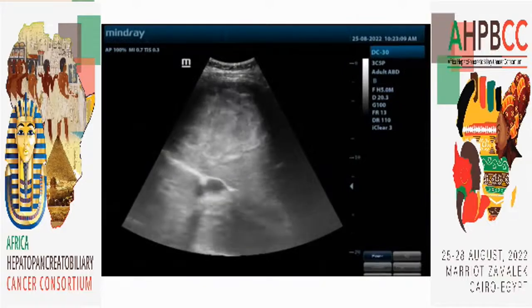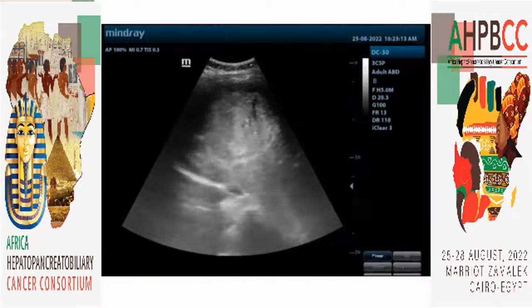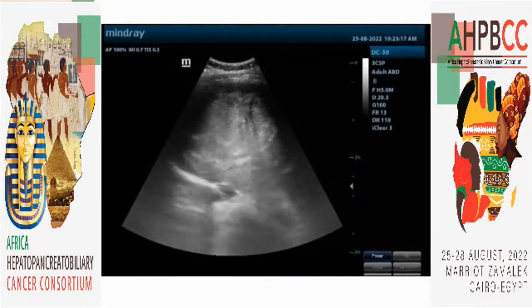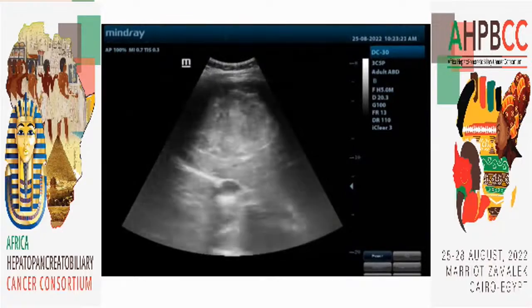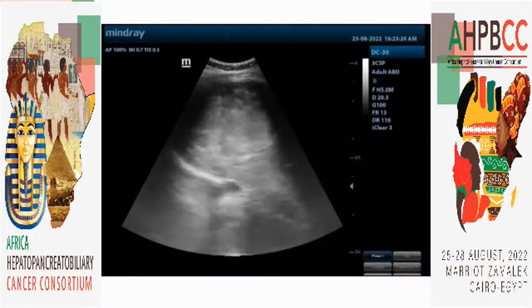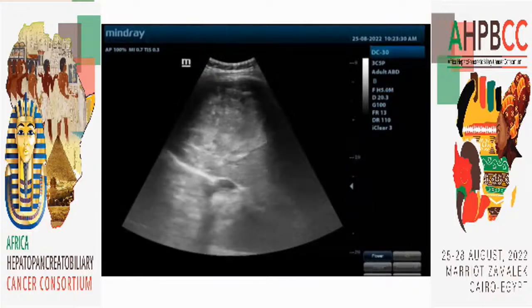Then you go to the texture, the echogenicity of the focal lesion, whether it's isoechoic, the same echogenicity of the liver, or hyperechoic, increased echogenicity as regards the liver, or hypoechoic. This is a hyperechoic lesion. Yes, it's very bright, hyperechoic.